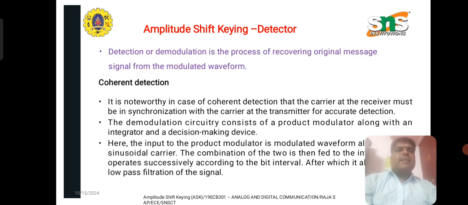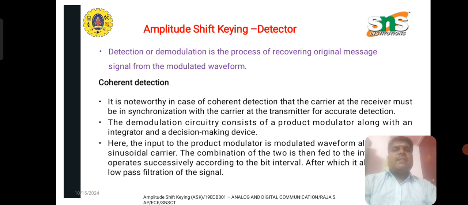Coherent detection. Detection or demodulation is the process of recovering the original message signal from the modulated waveform. It is noteworthy in the case of coherent detection that the carrier at the receiver must be synchronized with the carrier at the transmitter for accurate detection. The demodulation circuitry consists of a product modulator along with an integrator and a decision making device. Here, the input to the product modulator is the modulated waveform along with the sinusoidal carrier.